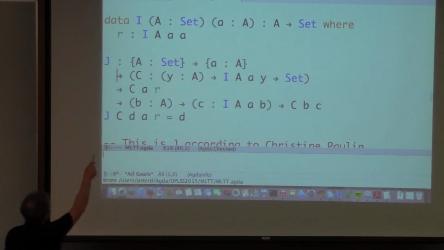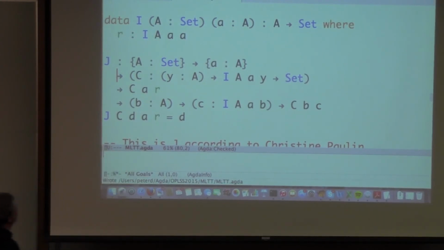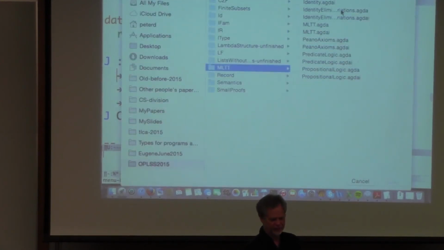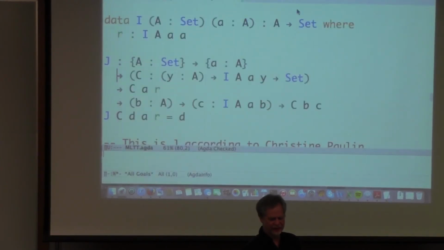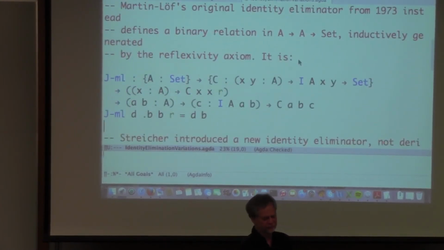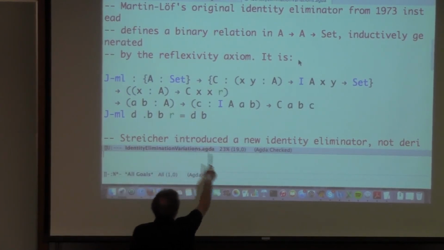And then you get this rather complex operator, which I call J. So Martin Löf defined the identity type from the perspective that it's the least reflexive relation. If you define it as the least reflexive relation, you actually don't get this as the natural elimination constant. So instead I shall show you, I have a file here with identity elimination variations. So actually this is what he defined in his original papers.